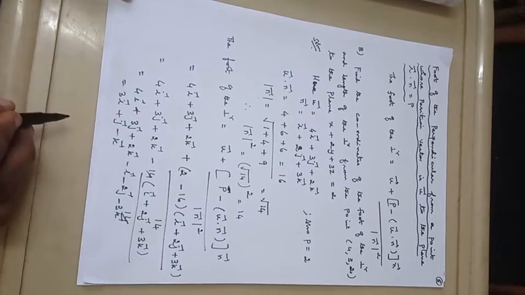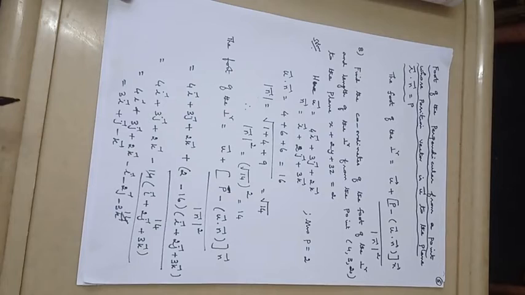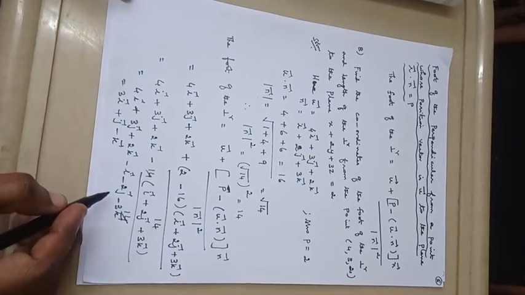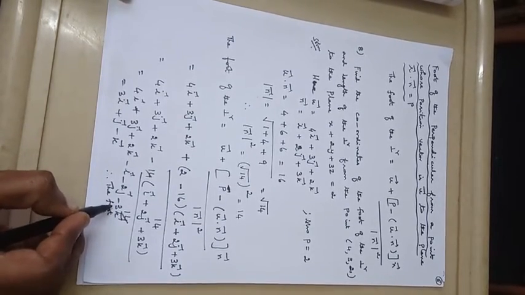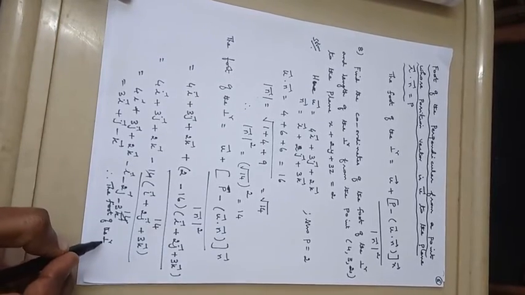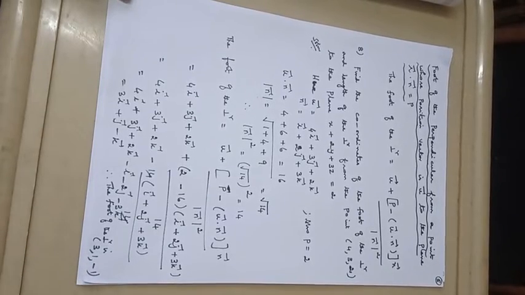So 3i vector. 3j minus 2j will be j vector, plus 2k minus 3k will be minus k vector. So this is your foot of the perpendicular. Now this is the position vector of the foot of the perpendicular, so it's better we give the foot as a point. Therefore, the foot of the perpendicular in point form is 3, 1, minus 1.